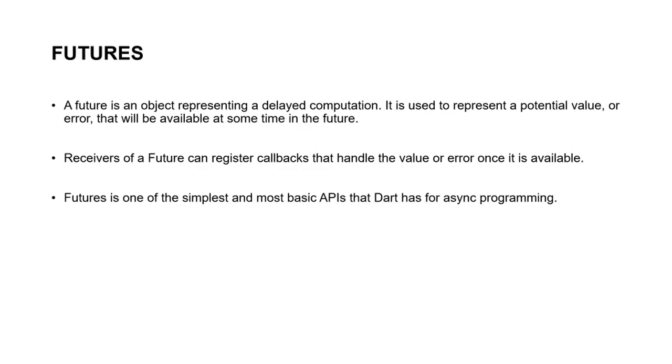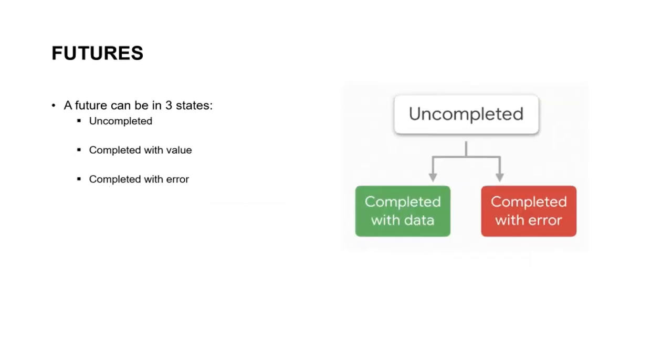And like I'm saying here, a future is one of the simplest and most basic data APIs that Dart has for async programming. So remember the 3 states I was talking about when we were talking about a gift box. Now let's forget about the gift box a bit. A future can be in 3 states. It starts out in the uncompleted state. You've just initialized the future, you've just registered the future. It hasn't computed, so it hasn't completed, and it doesn't have any value or any error.